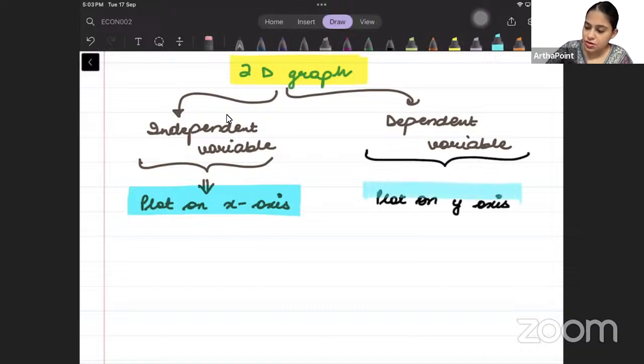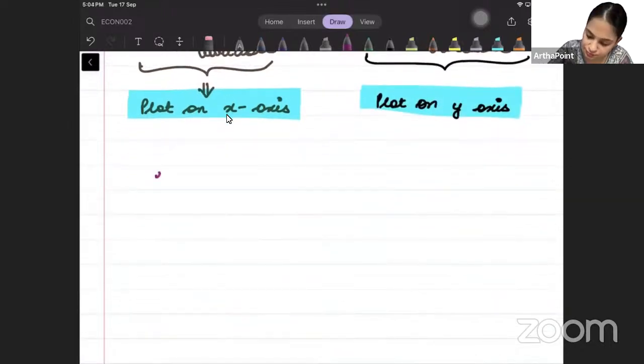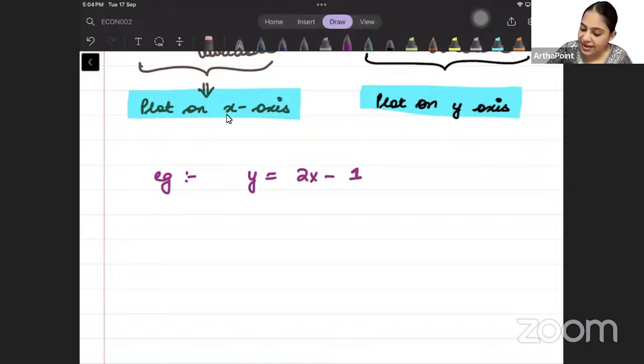Okay, for example, if I go ahead and tell you y is equal to 2x minus 1, then whatever the value of x will be, that we will take on the x-axis, and from that we will get a value of y which we will plot on the y-axis.